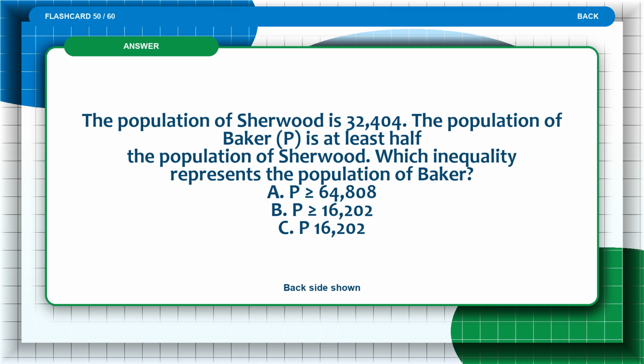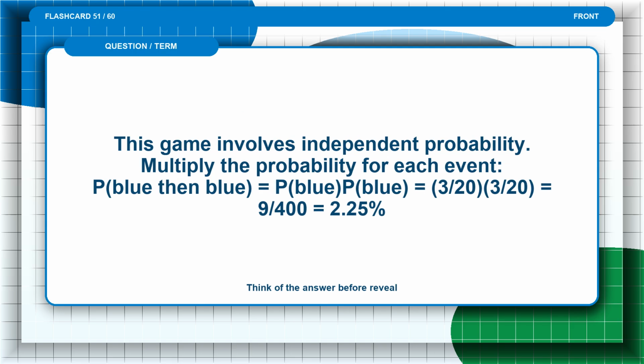The answer is, the population of Sherwood is 32,404. The population of Baker, P, is at least half the population of Sherwood. Which inequality represents the population of Baker? A, P is greater than or equal to 64,808. B, P is greater than or equal to 16,202. C, P equals 16,202.